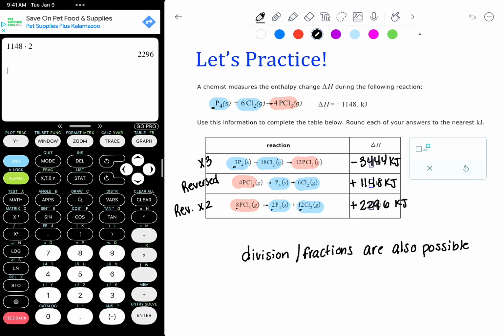Okay, and I say division and fractions are also possible, so technically this could have been written as 1/2 P4 solid plus 3 Cl2 gas goes to 2 PCl3 gas. Thermochemical equations aren't dictated by whether they have whole or fractional coefficients out in front. We can use fractional ones, which we'll see much more in our future lessons. So you could also have fractions, so you may also have to divide. Just keep that in mind as you go into your ALEX homework.